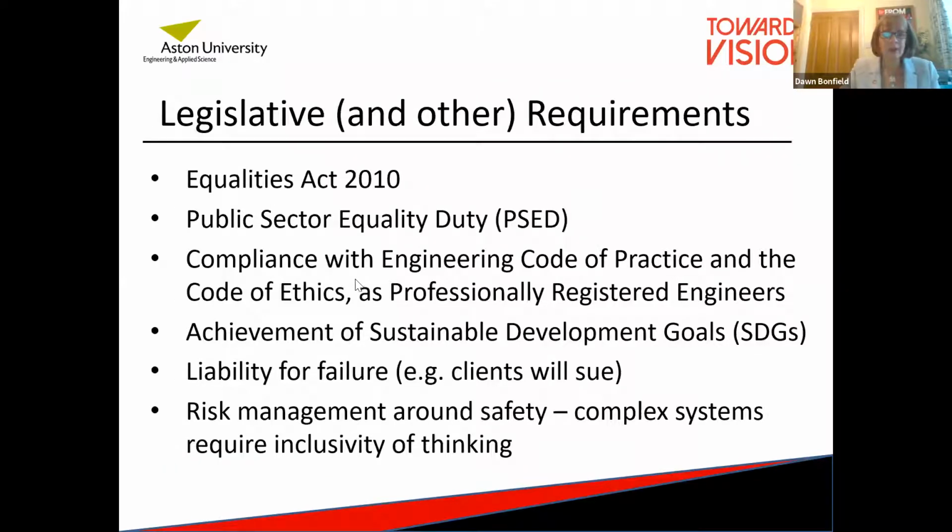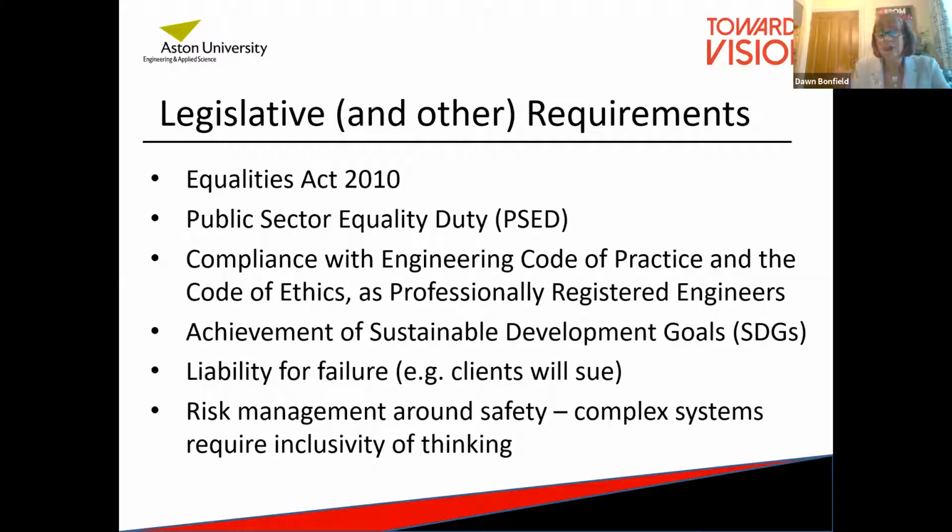And legislation as well. Legislation comes in a few forms, really. We've got the Equalities Act 2010, where we have 9 protected characteristics. We've got the public sector equality duty, which is the additional duty that we have if we work for any public facing organisation, or a railway, Transport for London, or any building, schools or prisons. And then we've got our own code of engineering practice and ethics. The Sustainable Development Goals are another big driver. Liability for failure is something that we need to be aware of as well.